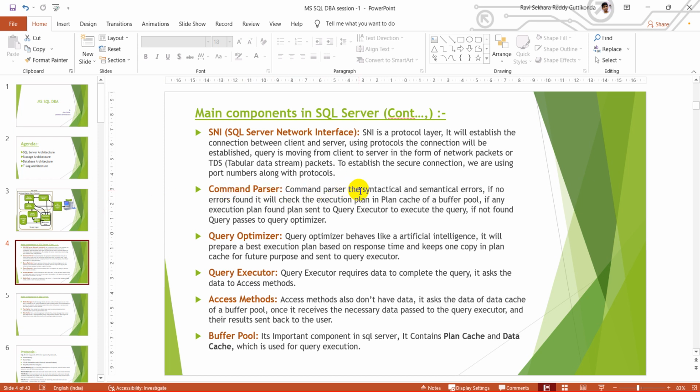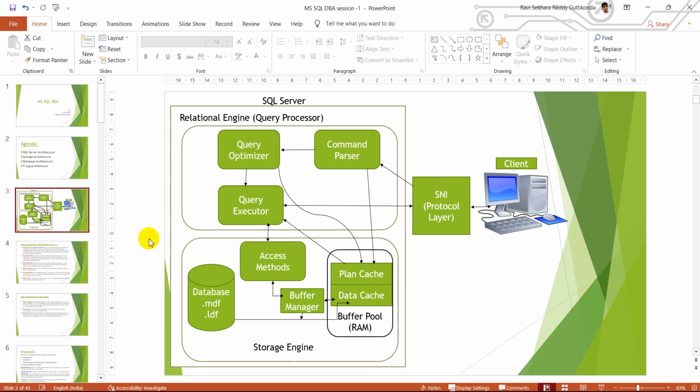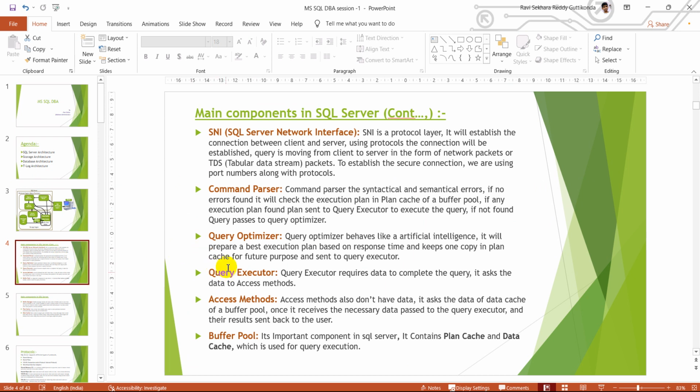The second component we discussed is the command parser. The command parser will basically check the syntactical and semantical errors. If no errors are found, it will check for the execution plan in the plan cache of the buffer pool. If an execution plan is found in the plan cache, it will be sent to the query executor to execute the query. If no execution plan is found in the plan cache, the query passes to the query optimizer. I'm saying if we are clear about this architecture, then we can easily understand the SQL Server architecture.